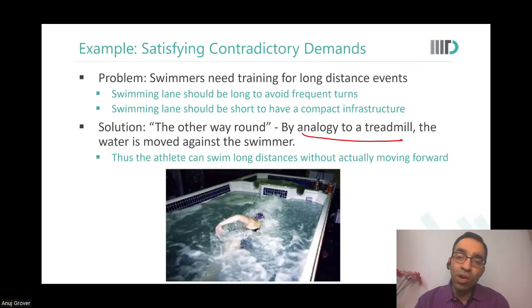So do you realize this could not have been done by any of the other separation principles? You needed this space. In the same space, it has to be long and it has to be small, at the same time. It is for the swimmer that it has to be long, and again for the swimmer also it has to be small. So you could not have done anything else. And that is where you're satisfying both the demands by using the principle of the other way around.